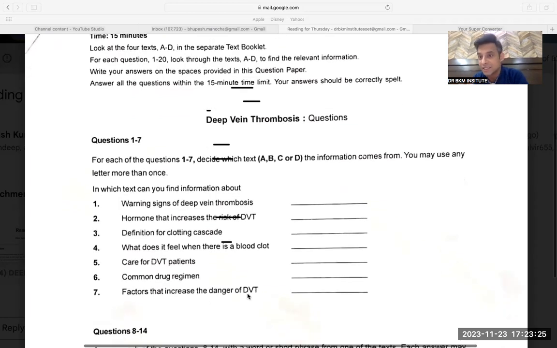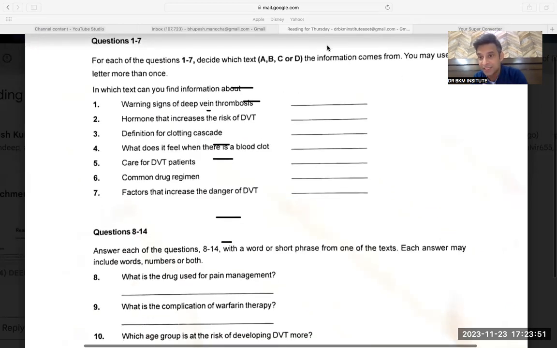Factors that increase the danger. Again, talking about the factors means causes that increase the risk of DVT. Danger means risk. So it should be B. Now I have done 7 questions. I feel maybe 7 will be all right. Maybe 6 would be right, but at least 5 would be surely right. So I have not wasted any time. I'm just teaching you, that is why it is taking time. But even after teaching you, it has taken me a total of 5 minutes to solve these questions. But in the final exam, it should take around 2.5 to 3 minutes only.